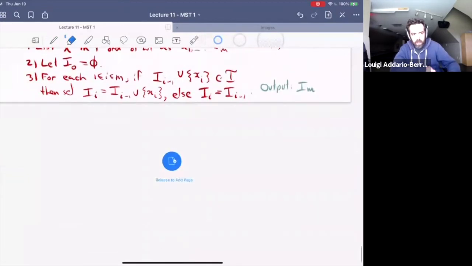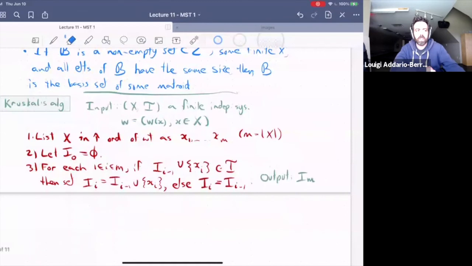Okay, so we consider the atoms of our independent system in increasing order of weight, and we add them greedily whenever we can, while maintaining that we still have an independent system.